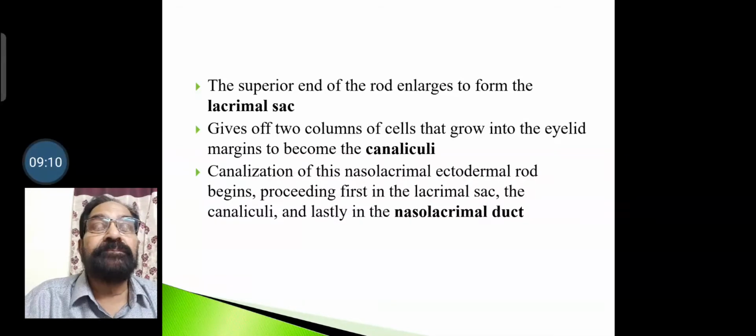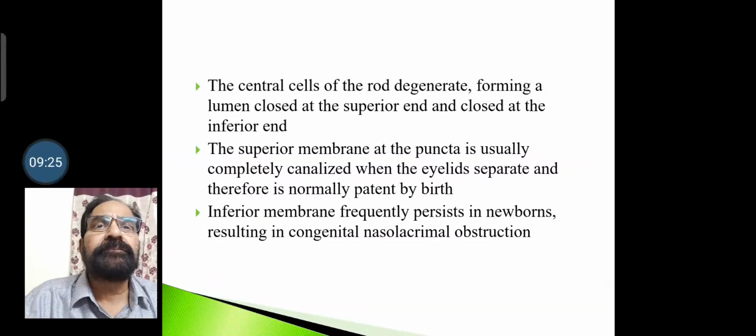Canalization of this nasolacrimal ectodermal rod begins, proceeding first in the lacrimal sac, then canaliculi, and lastly the nasolacrimal duct. The central cells of the rod degenerate, forming a lumen closed at the upper end and also closed at the inferior end.